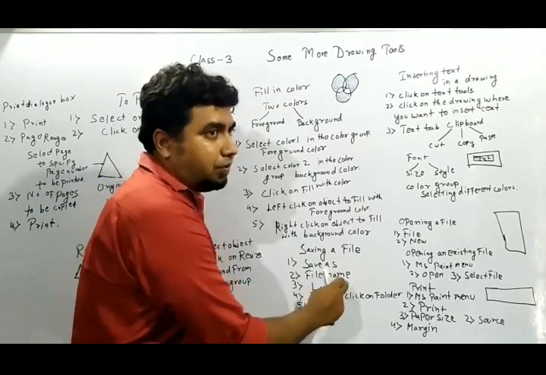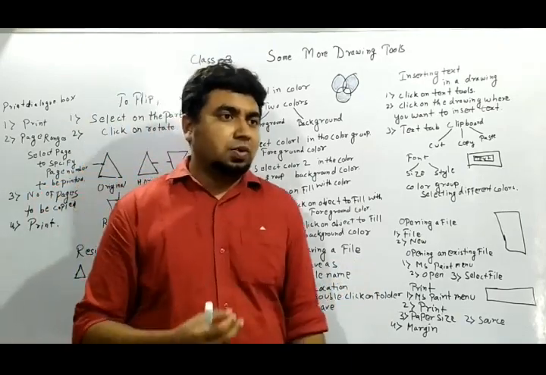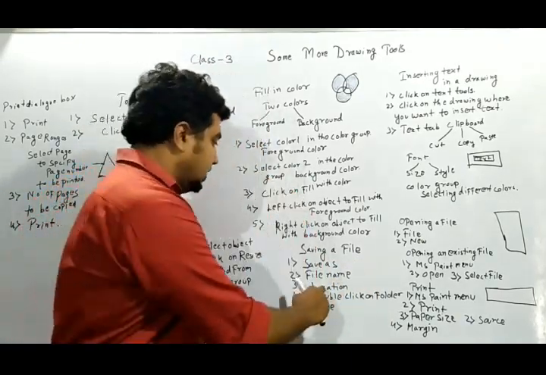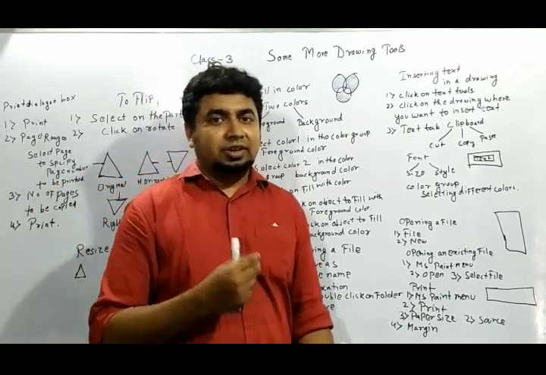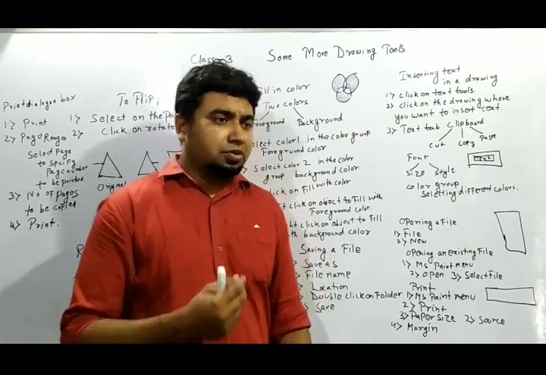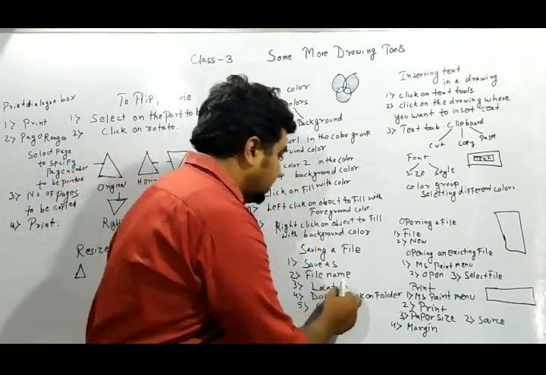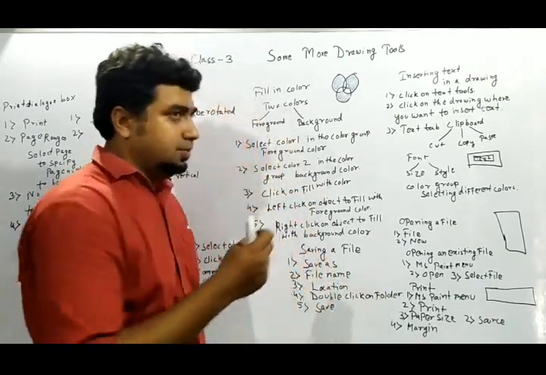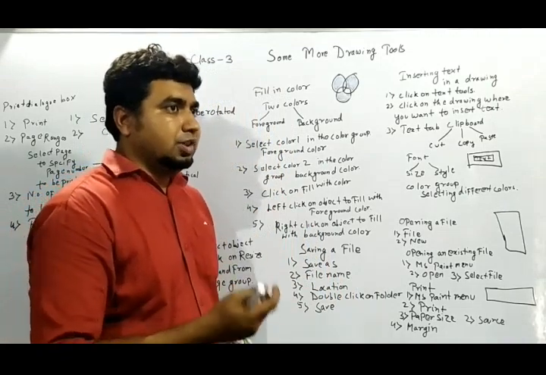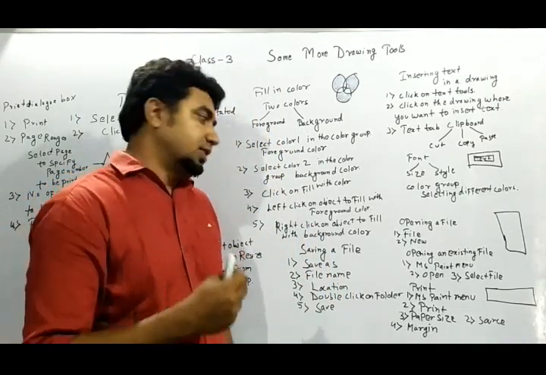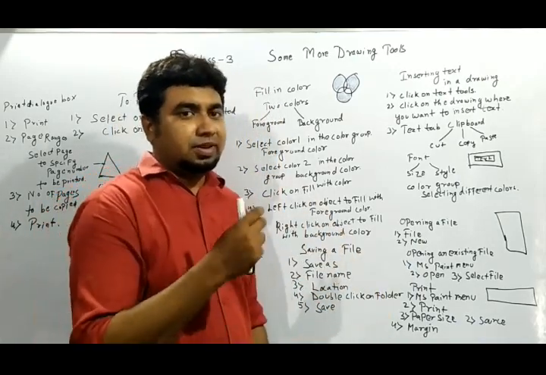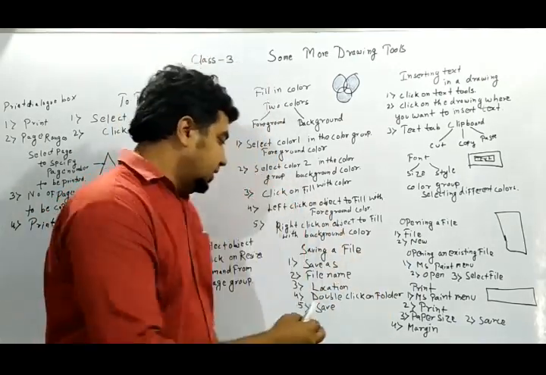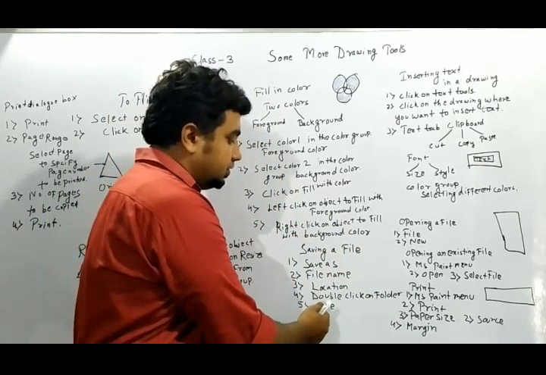Then you have to name the file, by what name you want to name it. Next is location, where you want to save it: C drive, D drive, E drive, or wherever. Then if you have selected the C drive and want to save in the images folder, you double click on the images folder available in the C drive, and then you click on the save option.